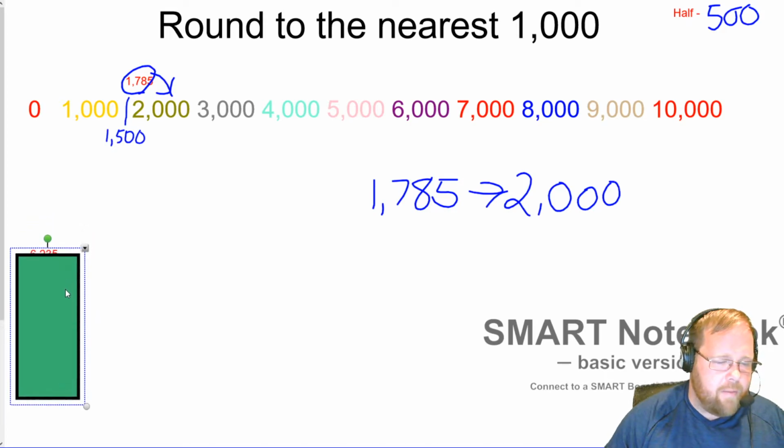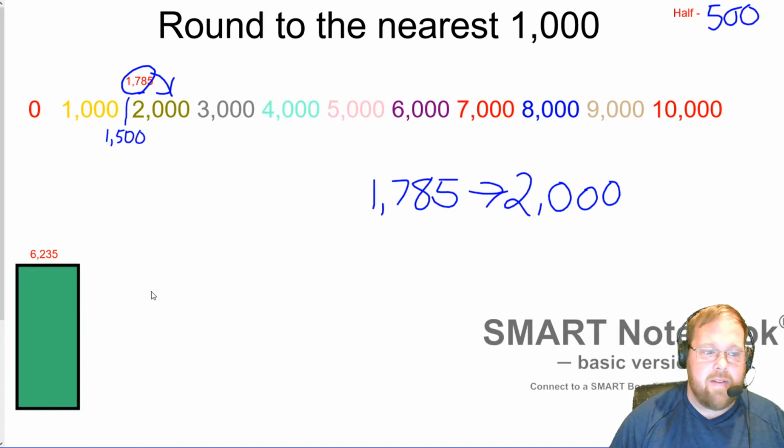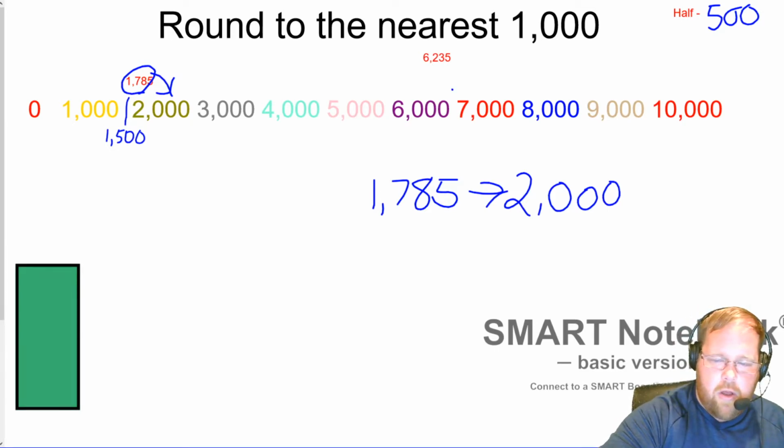All right, next number. First read that number. Very good, 6,235. We know we're counting 1,000, no, 2,000, nope, 3,000, 4,000, 5,000, 6,000. Yay! It has a 6,000 in it. So let's put it right there. Let's draw our halfway marker. So 6,500.